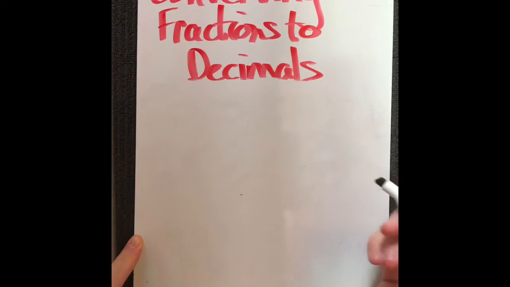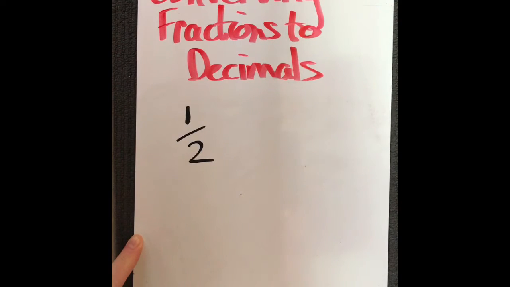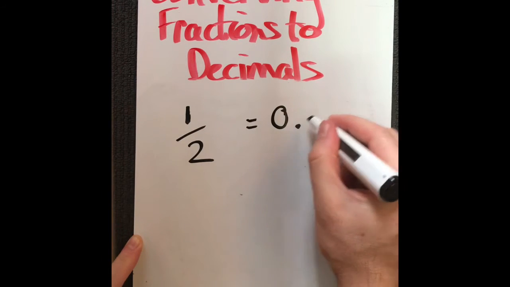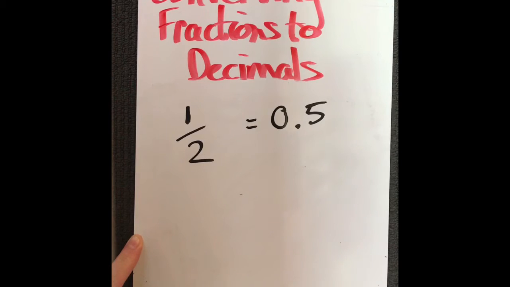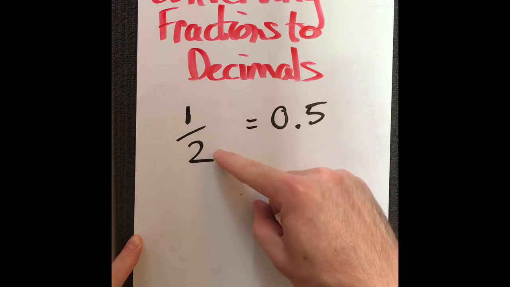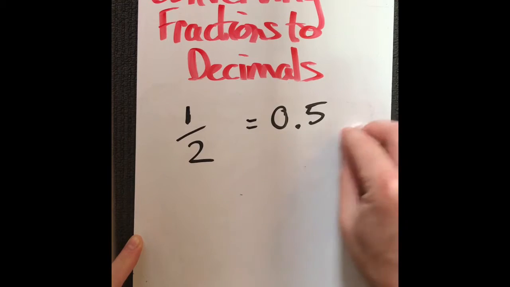So let's take the fraction 1/2. Okay, and we all know that the fraction a half can be written as 0.5. But the way to actually get that answer, you simply do 1 divided by 2, because a fraction is really just a division problem.